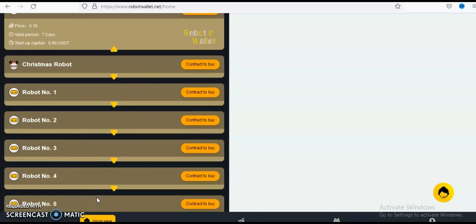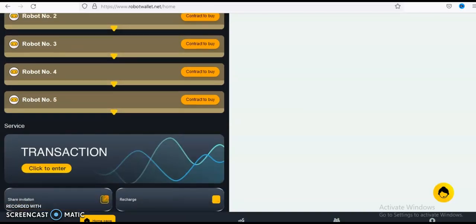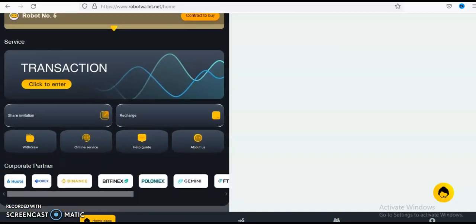So guys, can you remember the dashboard of Cala? Can you remember this is exactly what Cala promised its participants? Just exactly, there's no difference. The robot number 1, the robot number 2, and the rest of them. This is exactly Cala, guys. Can you see it? This is the transaction. Click to enter the share invitation. If you want to share your link with your referrals, this is where you click. This is the recharge button. This is the withdraw button, online service. And guys, can you see this is exactly Cala AI Robot.